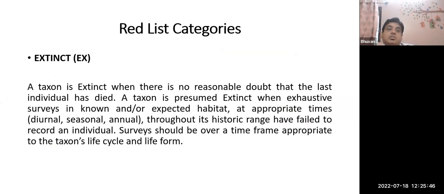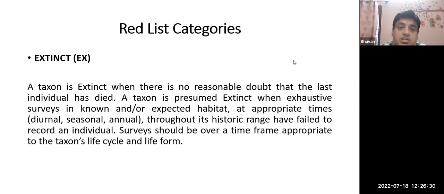So now we will discuss in detail the various categories of the Red List. The first category is extinct, also termed EX. A taxon is extinct when there is no reasonable doubt that the last individual of that species has died, both in the wild and in captive breeding centers such as zoological parks or botanical gardens. A taxon is presumed to be extinct when exhaustive surveys, done at appropriate times throughout its historical range, fail to record any individual in the wild and also in captivity.